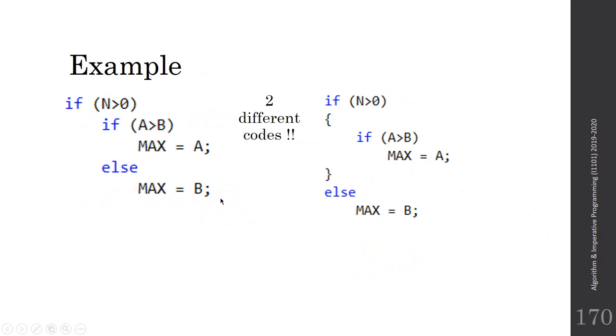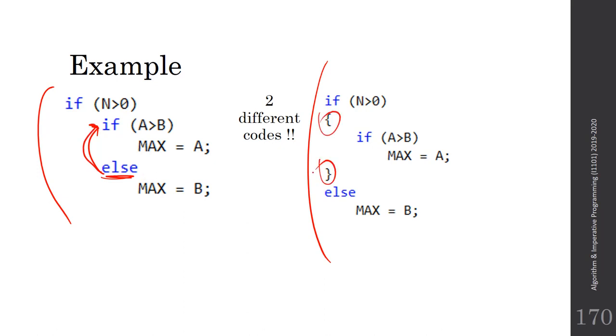So here we have the same instruction. We have if n greater than 0, if a greater than b, max equal to a, and max equal to b. Here we are not using curly braces, and here we are using curly braces. As we have said, whenever we don't have curly braces and I see an else, I will link it to the last if encountered. So here the else is linked to this one. However, if I'm using curly braces, I'm specifying that this if does not have an else, and this else is linked to this if.